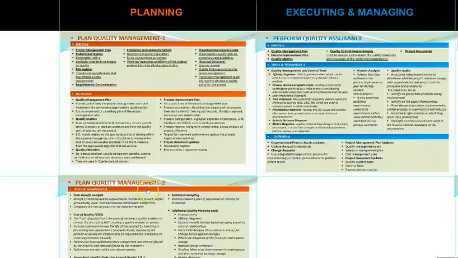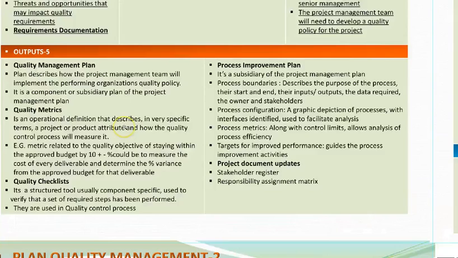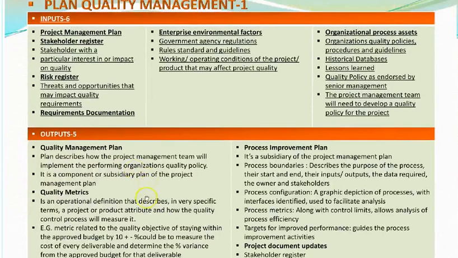So we use those inputs, apply the tools and techniques, and the outputs that we get from the plan quality management process is 5, which is obviously the quality management plan, which describes how the project management team will implement the performing organization's quality policy. It is a component of the project management plan. So quality management plan is a subsidiary plan for project management plan.